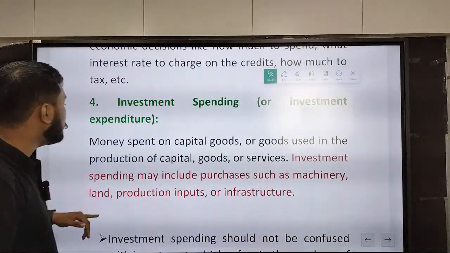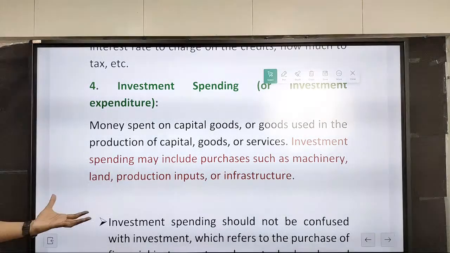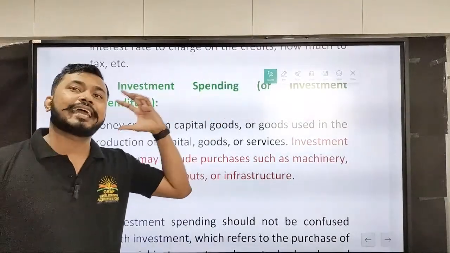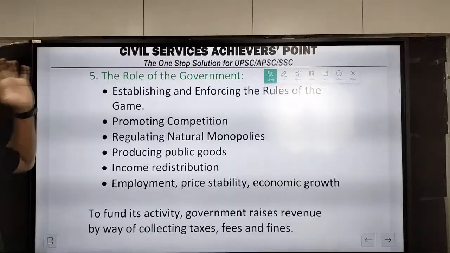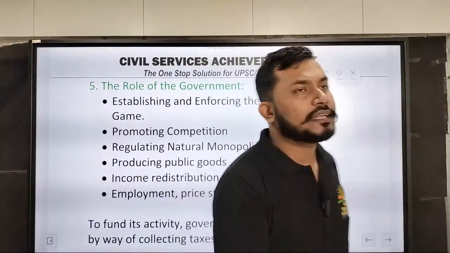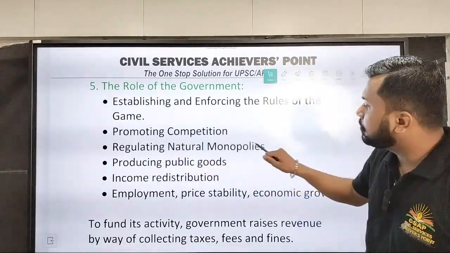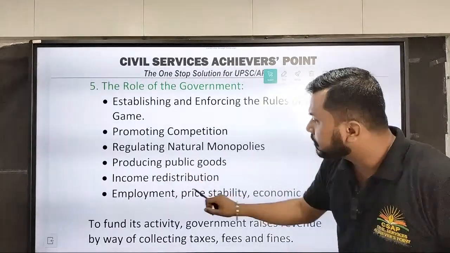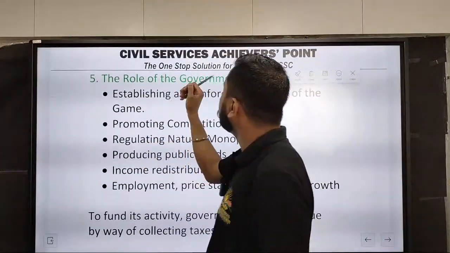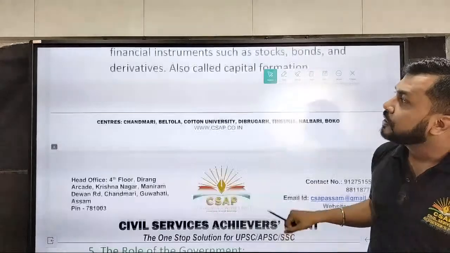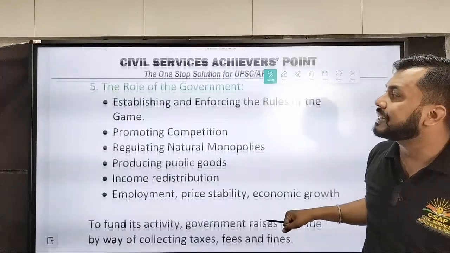So when we talk about the money spent on capital goods or goods used in the production of capital goods or services, all such investment spending is the expenditure. Now, the role of the government at this level of expenditure includes establishing and enforcing the rules of the game, promoting competition, regulating natural monopolies, producing public goods, income redistribution, employment, price stability, and economic growth. These are important fundamentals of the government mechanism to inculcate the situation of investment spending, which is known as the expenditure form.